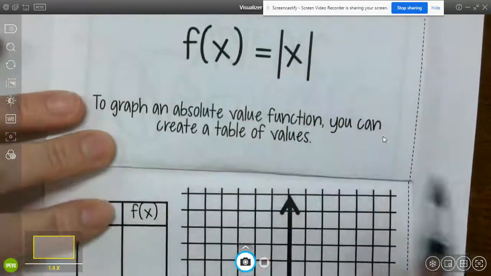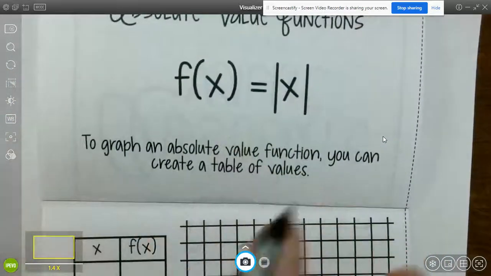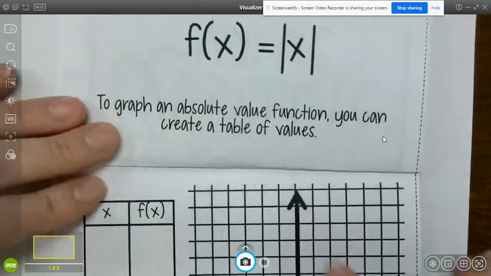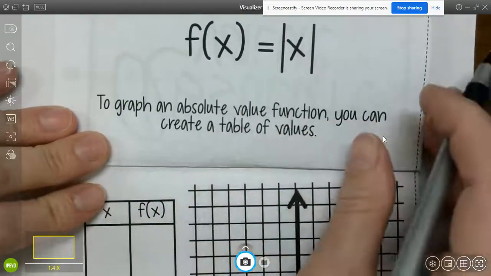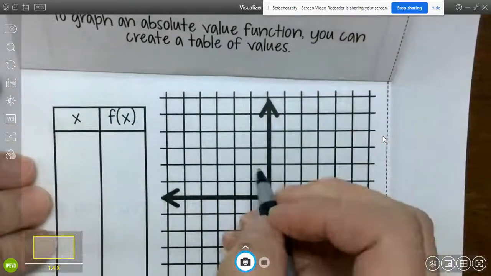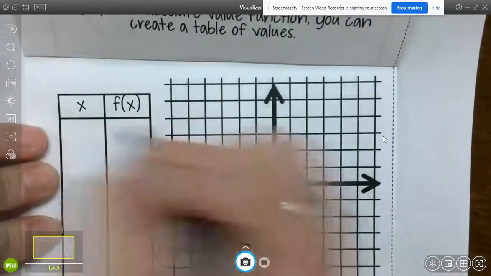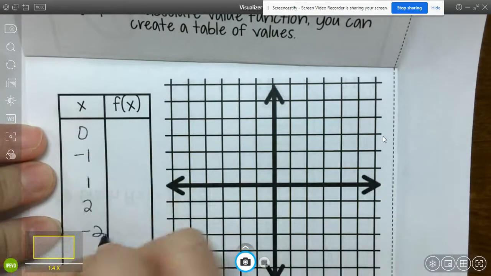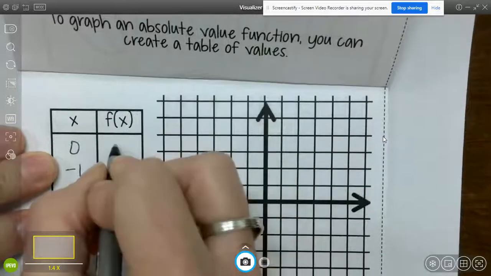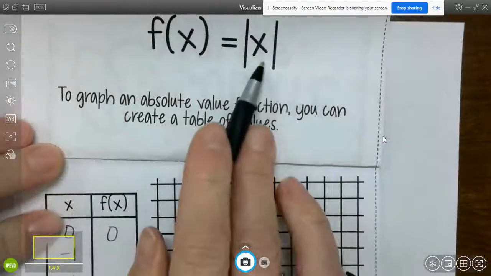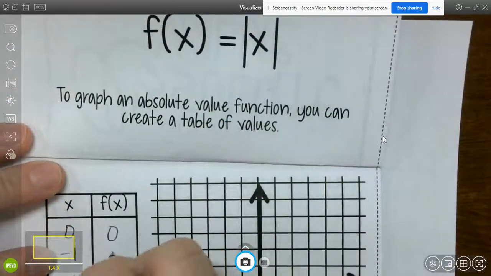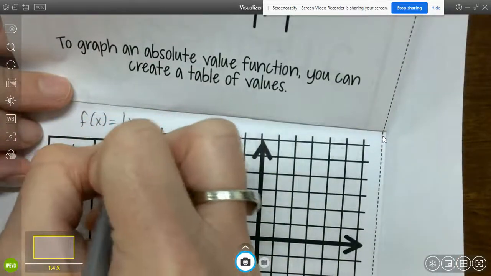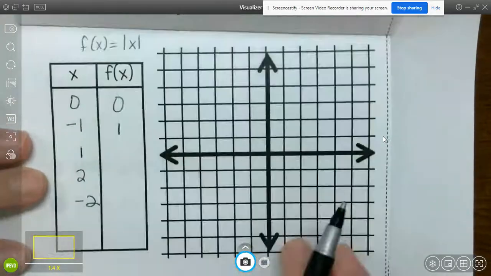So first, if we graph, and I don't have this in your notes, so just hang with me for a minute here. If I wanted to graph the absolute value of x, and let's say that I chose the points 0, -1, 1, 2, and -2, okay? If I put in 0, of course, I'm going to get 0. If I put in -1, the absolute value of -1 is 1. So remember, we're doing f of x equals the absolute value of x. I'm going to write that down there so you can see it.